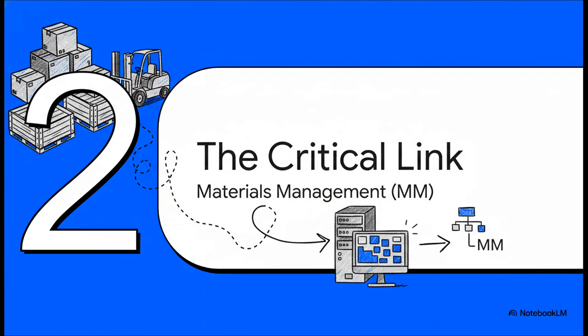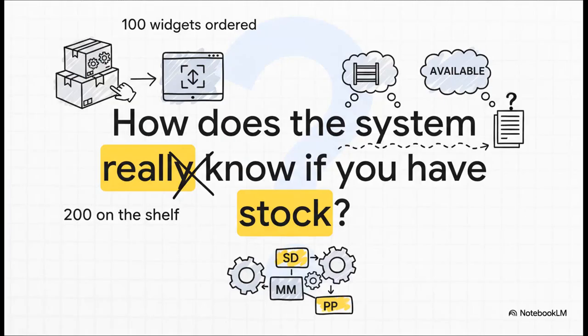First up, and honestly, the most critical link of all, materials management, or MM. Let's be real, if you're selling stuff, SD is completely useless without MM. You can't sell what you don't have, right? This is where the promise you make in a sales order meets the cold, hard reality of what's actually sitting on your warehouse shelves. So let me ask you this, because this happens all the time.